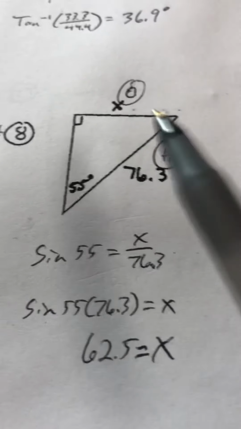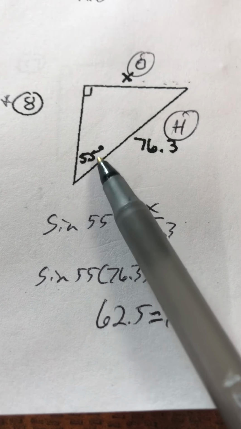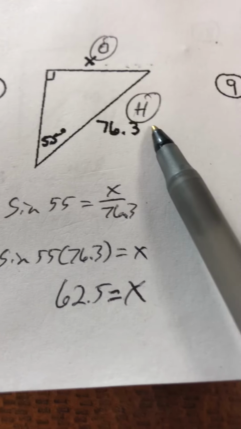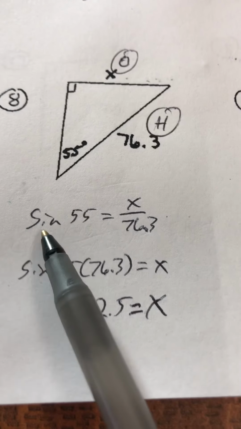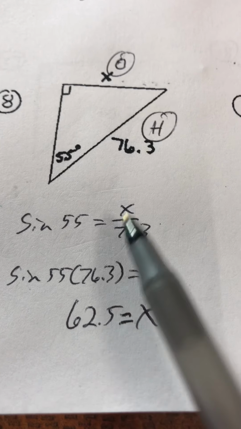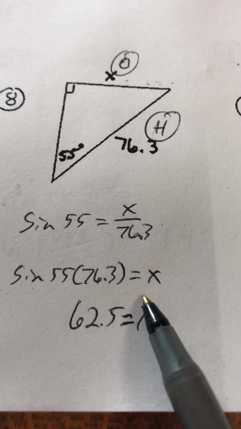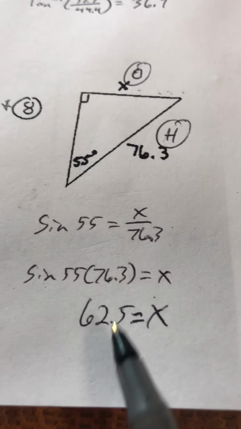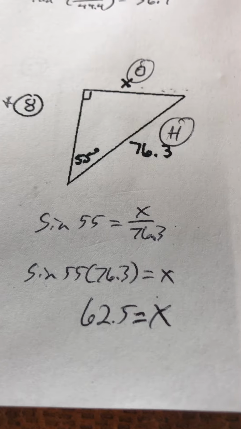I'm looking for a side now, and from this perspective of this angle that I know, I have the opposite over hypotenuse. So I'm going to use sine. So sine of 55 equals the x over the 76.3. Just multiply both sides by 76.3 and you get 62.5.